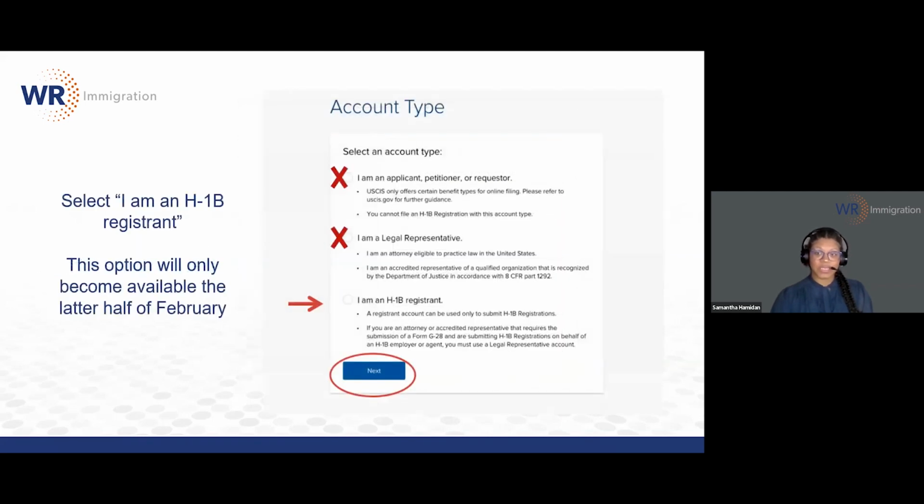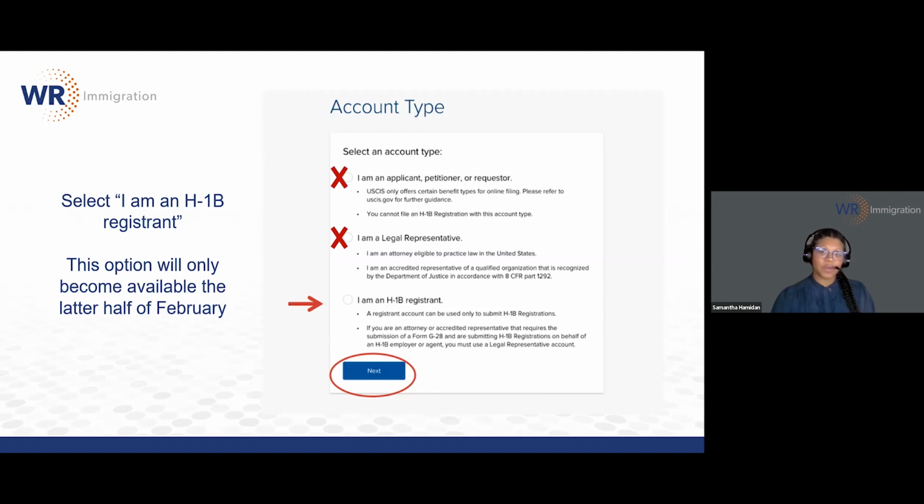On this page, you must select an account type. If you already have a petitioner account with USCIS, you will still need to create an H-1B registrant account type for the H-1B registration. Please note this is different and separate from the petitioner account. Then you must select the I am an H-1B registrant option. Your account should now be created. Please note you will not be able to do anything with the account until USCIS opens the electronic H-1B registration. In the past, this has been opened on March 1st at noon Eastern Standard Time.